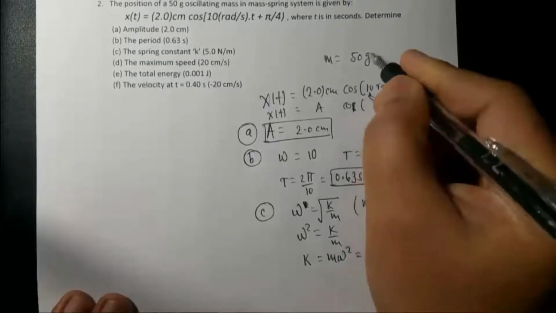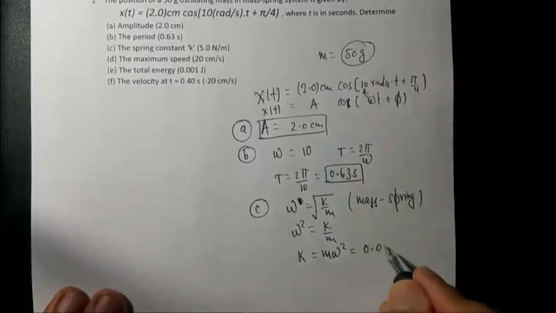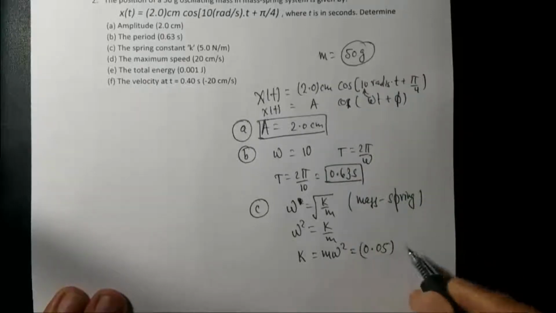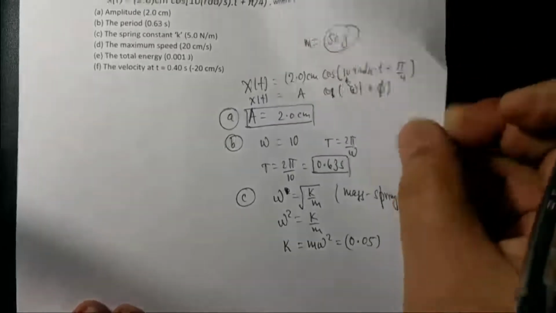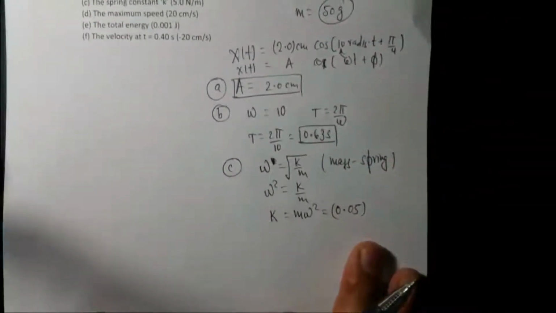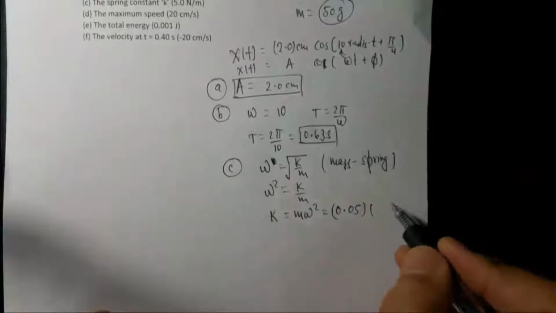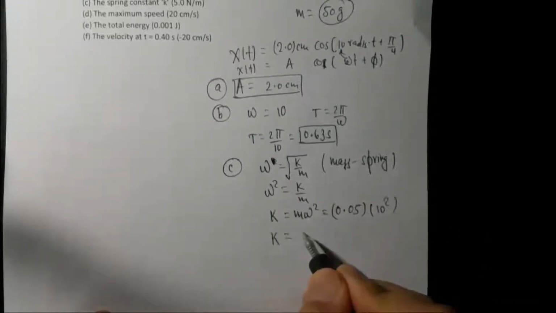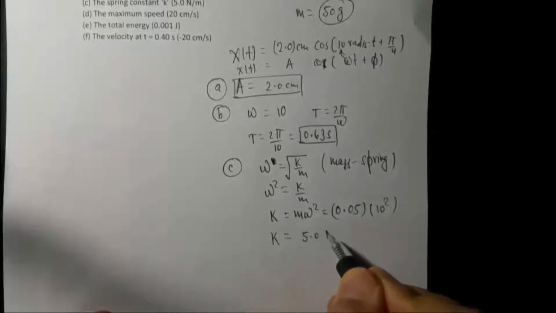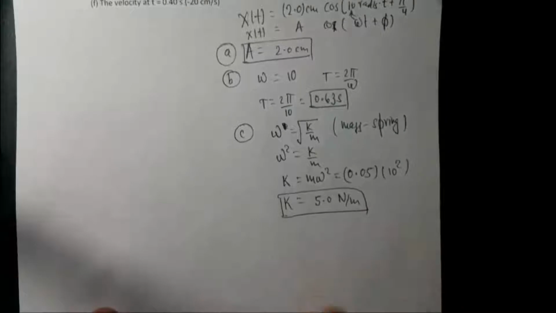The mass of the oscillator is 50 gram, so 0.05 in kilograms. You must convert into kilograms because we are doing everything in standard units. And omega square: we already know omega, which is 10, and square it. So that's the spring constant, which is 5 newtons per meter is the unit. That should be the spring constant of this spring.